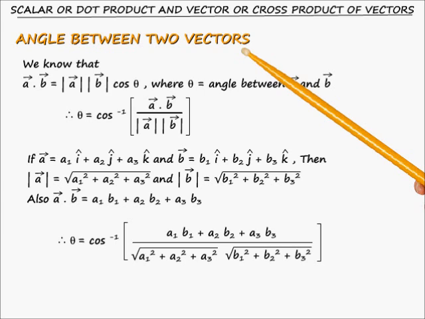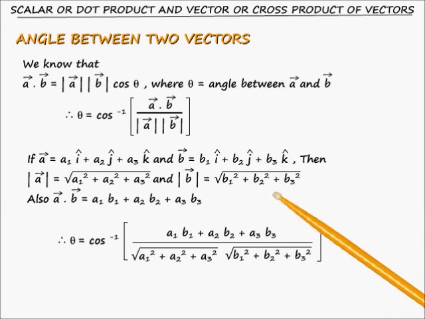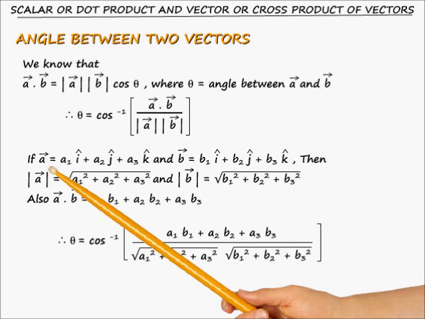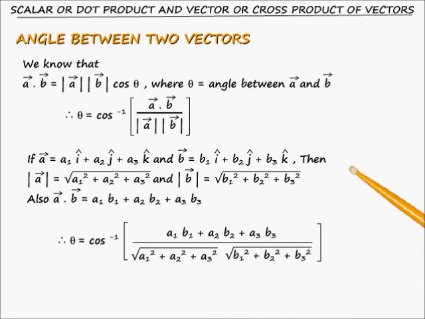Angle between two vectors. The angle between two vectors is given by this formula, or more precisely this one, when the concerned vectors have been given in component form.